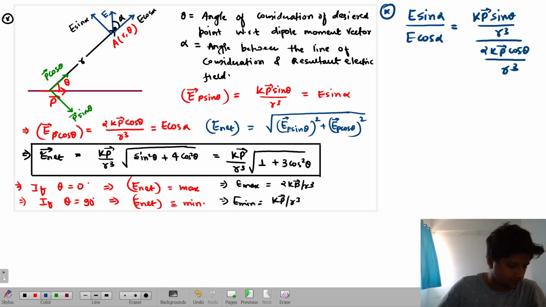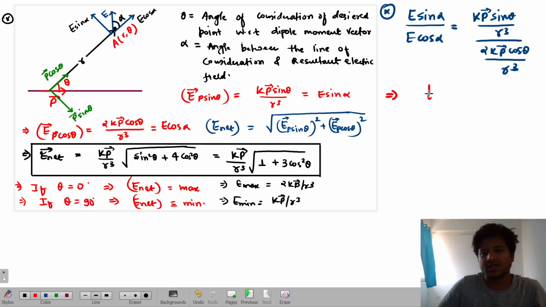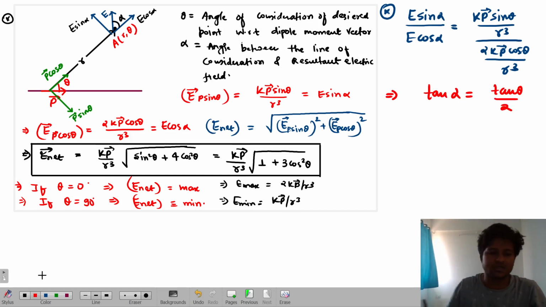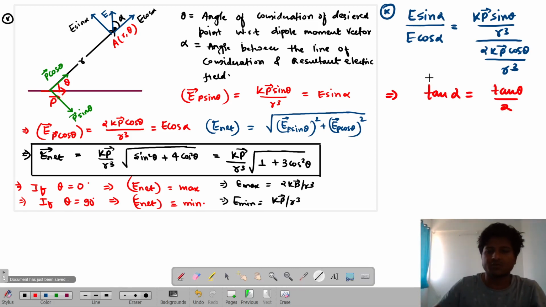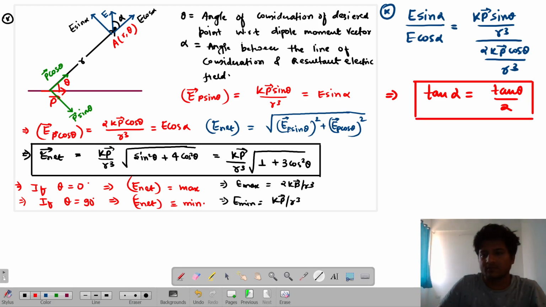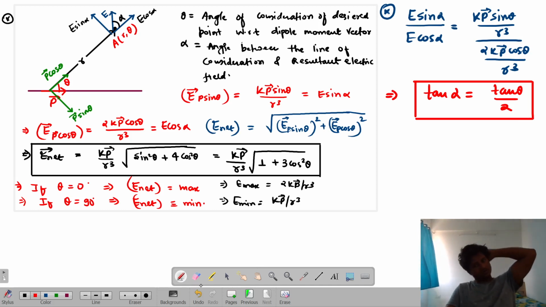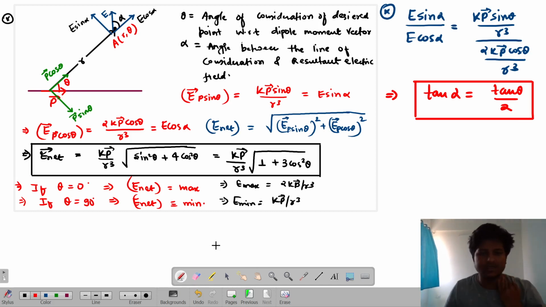Is that clear? So you got a relation between alpha and theta, that tan alpha is basically nothing but tan theta by 2. Is that clear? So this is also one of the most important relations which we usually utilize to do the calculations. Is that clear or not? This is our electric field calculation at the general point.